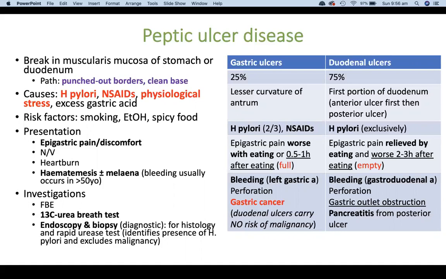This is more of a second year thing, but the left gastric artery and gastroduodenal artery, if you perforate them, that can cause bleeding. And gastric ulcers can cause gastric cancers, but duodenal ulcers don't cause duodenal cancers. That's the main stuff. So this is just here on the left-hand side, if you want to go into it.